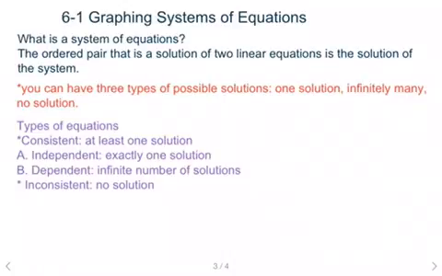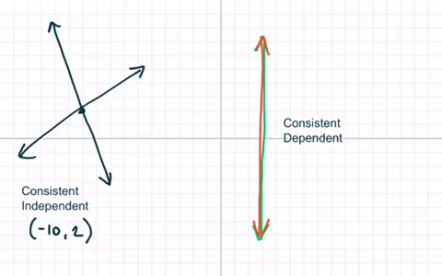Let's take a look at each of those, and we're also going to take a look at the different possible solutions. As I talked about here, we have one solution, infinitely many solutions, no solution. Those are all the different types of solutions. And the second part, once again, is the types of equations. Those are two different things. So let's take a look at the different types.